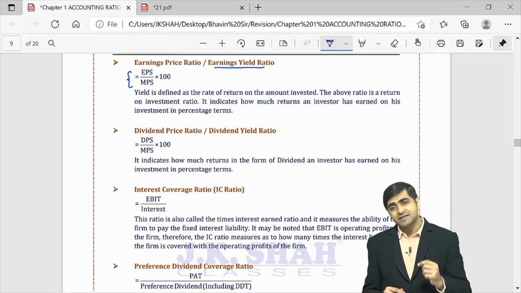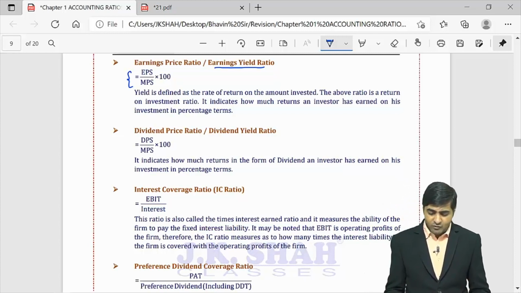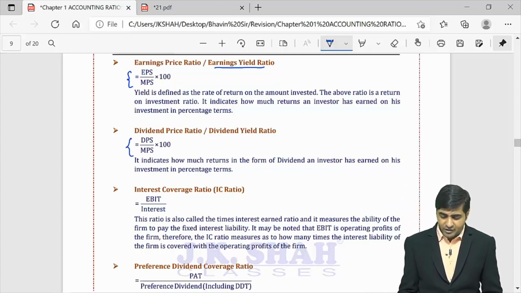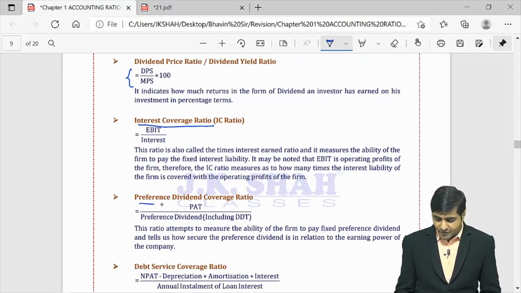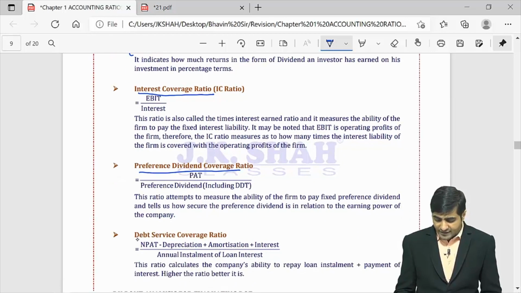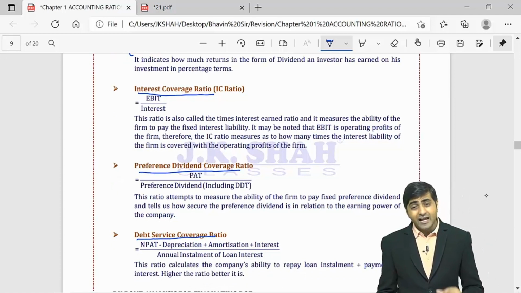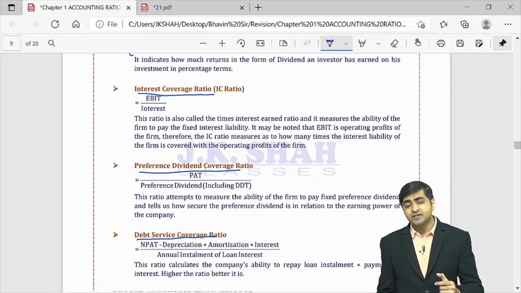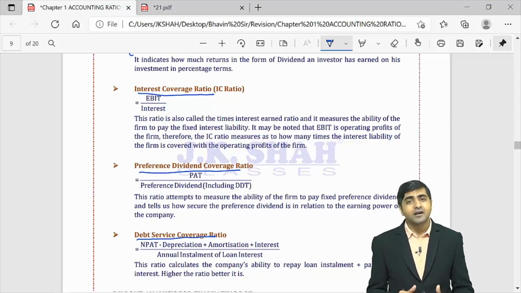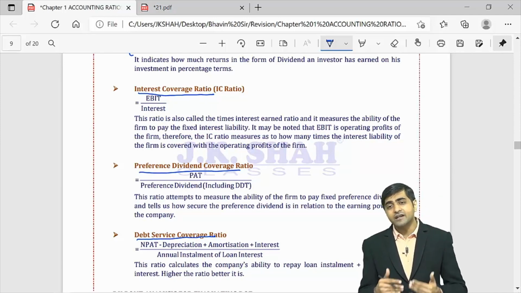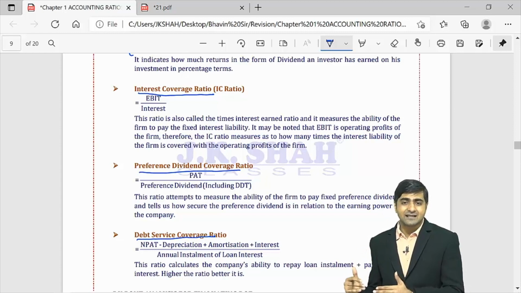So that's why we divide the same with market price per share. Same goes with your dividend yield ratio, DPS upon MPS. Guys, when we talk about interest coverage ratio, preference dividend coverage ratio and debt service coverage ratio, these three are your coverage ratios. Always remember that the coverage ratio should be higher the better, because a higher coverage ratio indicates lesser risk.